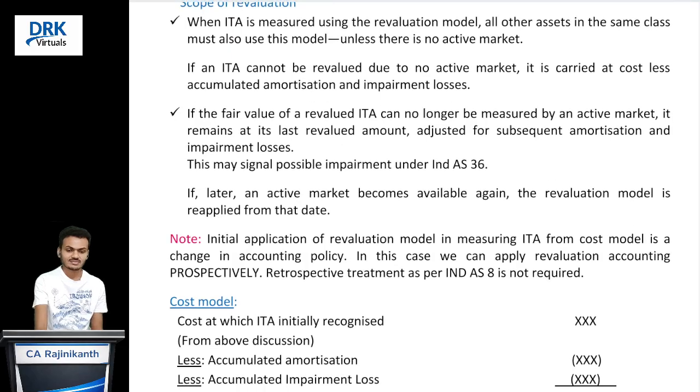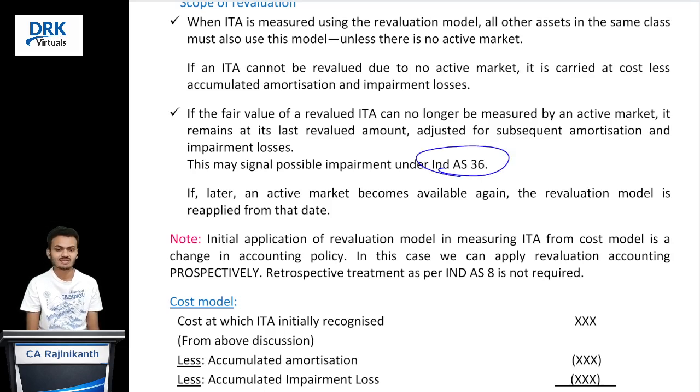Suppose we have been successfully revaluing that asset, and we are in the fourth year. In the fourth year, one software does not have an active market. So in that case, no problem. You can measure at previously revalued amount minus subsequent amortization minus subsequent impairment loss. That is what the standard is saying. In that case, we should go for impairment testing because it is indicating, correct? It is one of the indications for impairment testing. So we should go for impairment in that case.